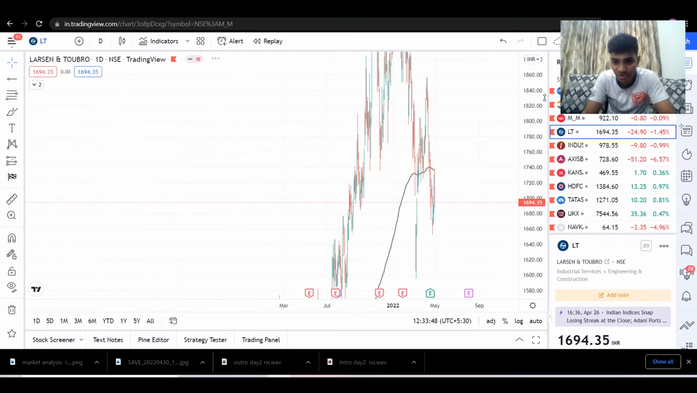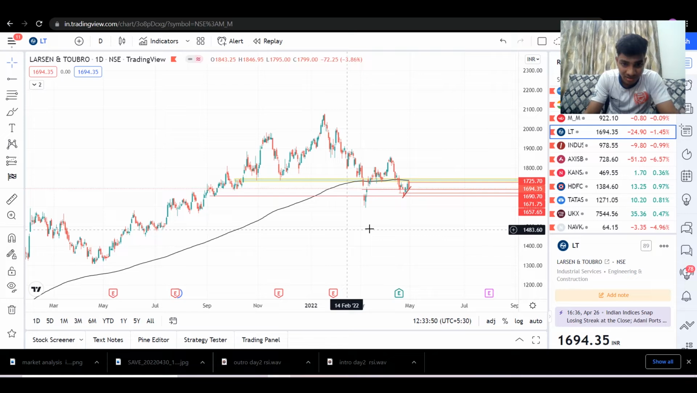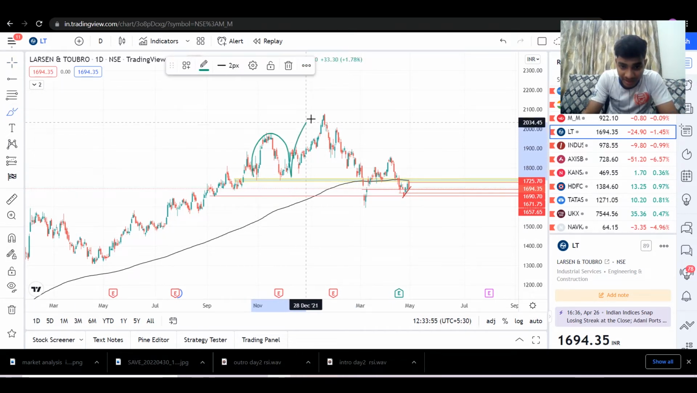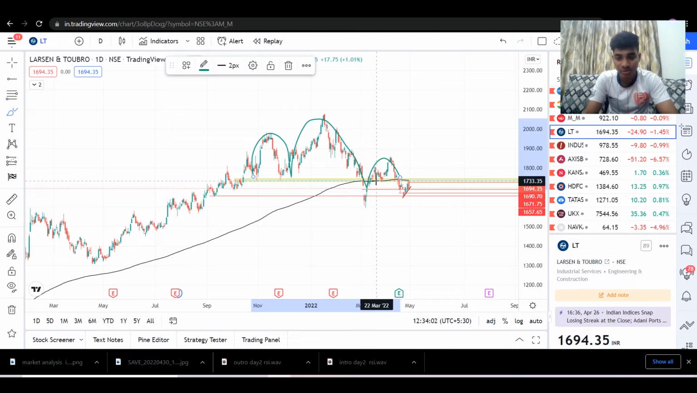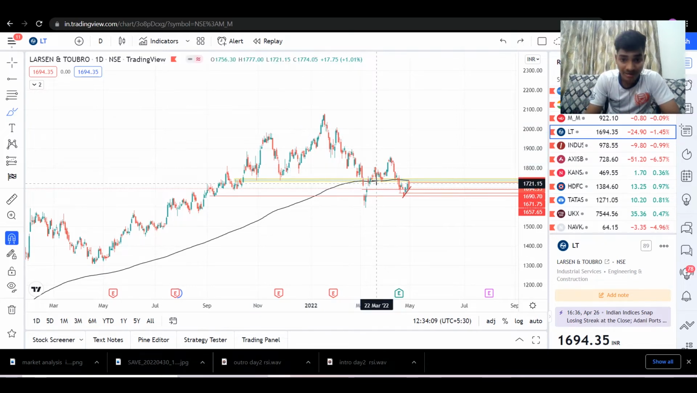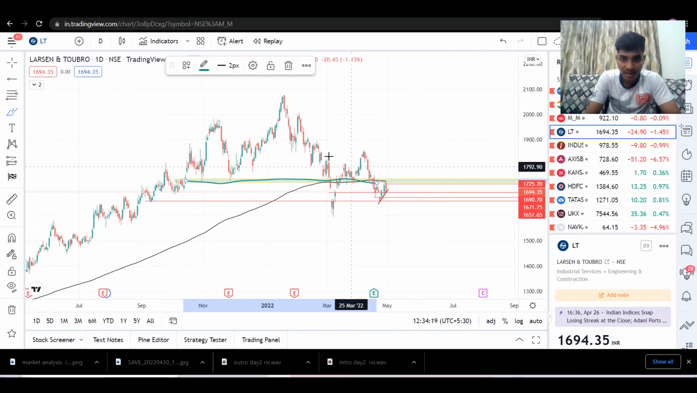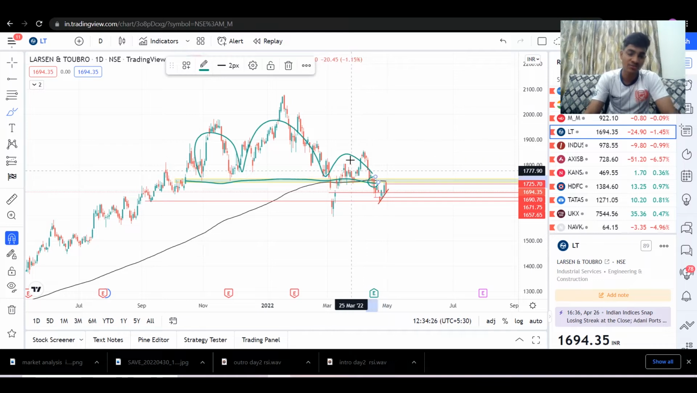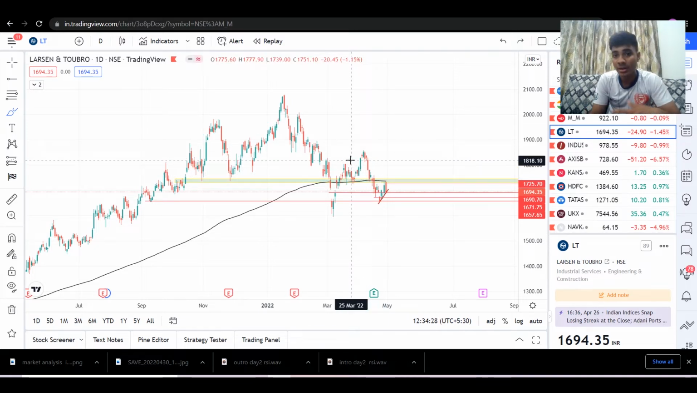Now L&T, if I just show you in a daily time frame, in a bigger perspective, you can see that L&T had recently formed a head and shoulders pattern. Now there was a breakdown from this pattern, but immediately due to the global market sentiment it recovered, and then it again came back to that same zone. But right now, if you observe, it has given a breakdown from the head and shoulders pattern, and also if you observe the 200 moving average, it clearly says that it's in a bearish pattern.